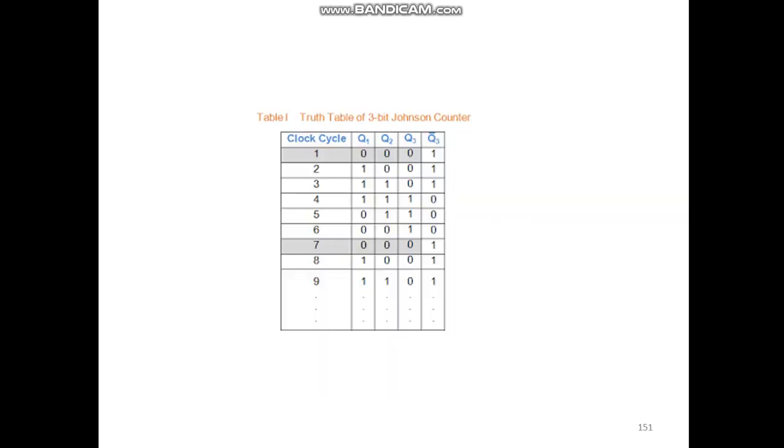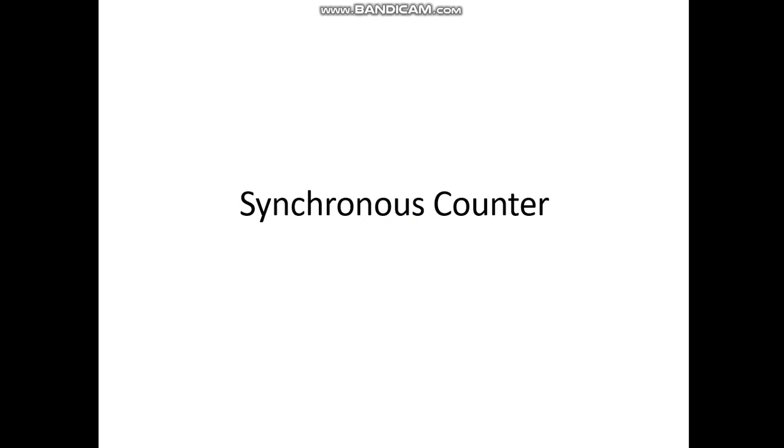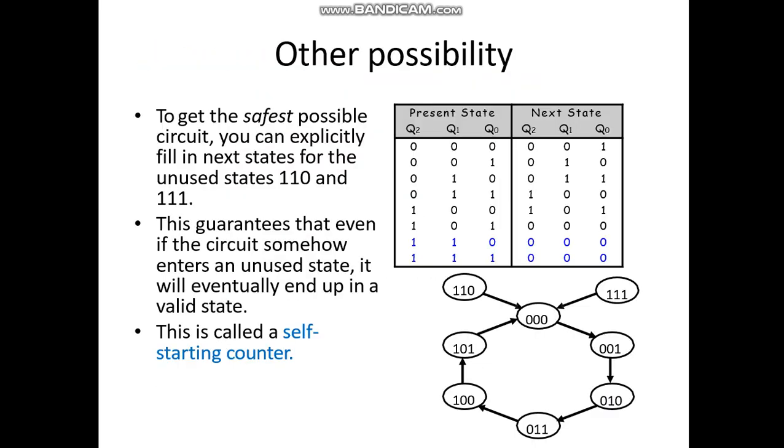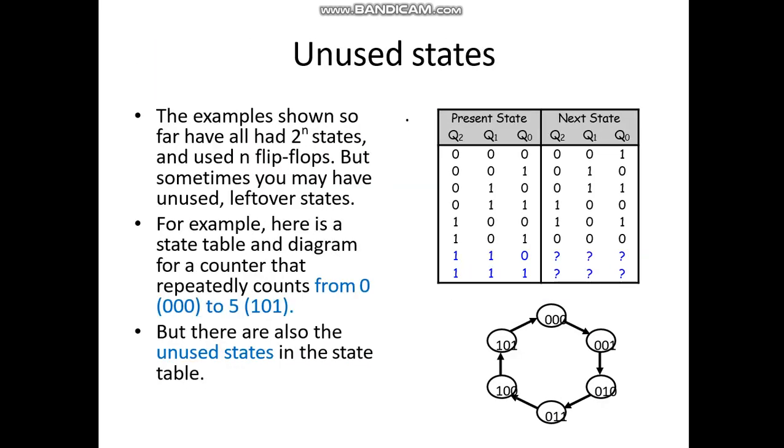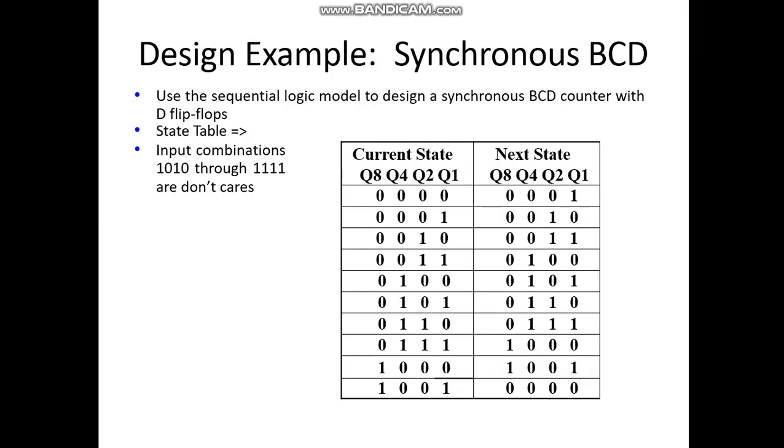This is the truth table of a Johnson counter. The Q3 bar value is given to the next stage. Then ones fill in until all are one, and after that it will be 0, and the 0 value is stored in the process. This is the table for the Johnson counter. Then let's see the design of the synchronous counter.